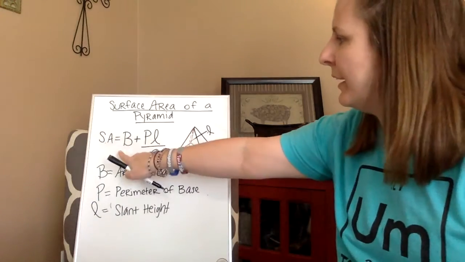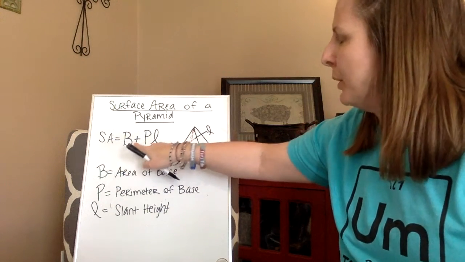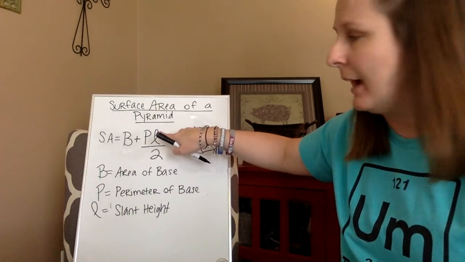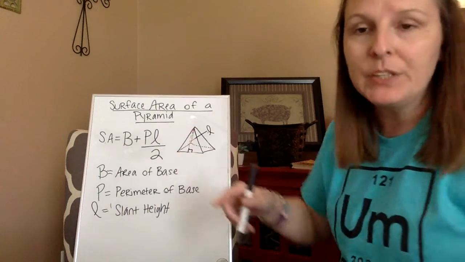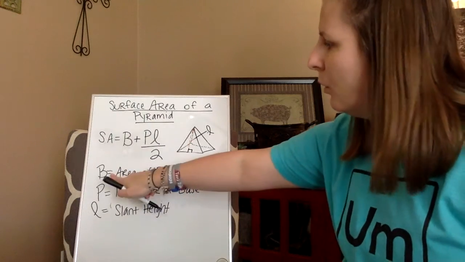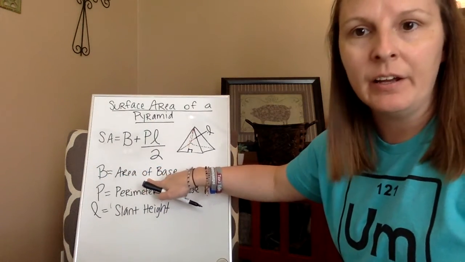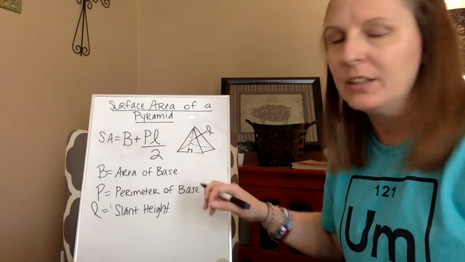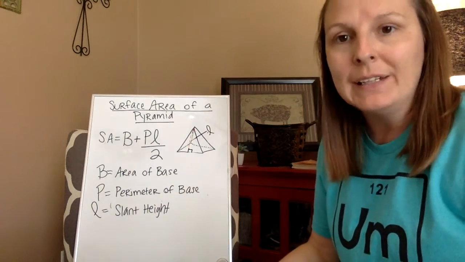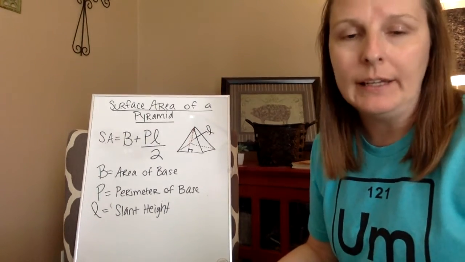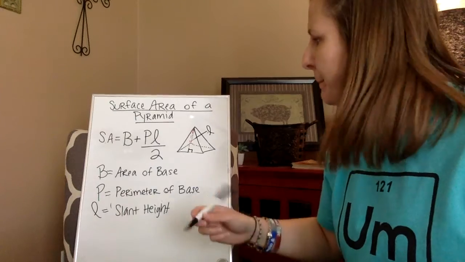Our formula is big B plus P times fancy L, is what I like to call that, divided by 2. We need to break this down and see what everything means. We already know big B still means the area of our base. In the pyramids that you're going to see, it's either going to be a square or a rectangular base, so side times side or length times width, either one will work.